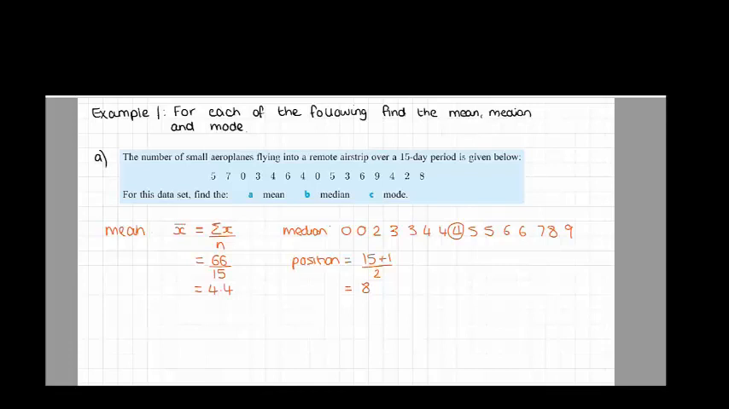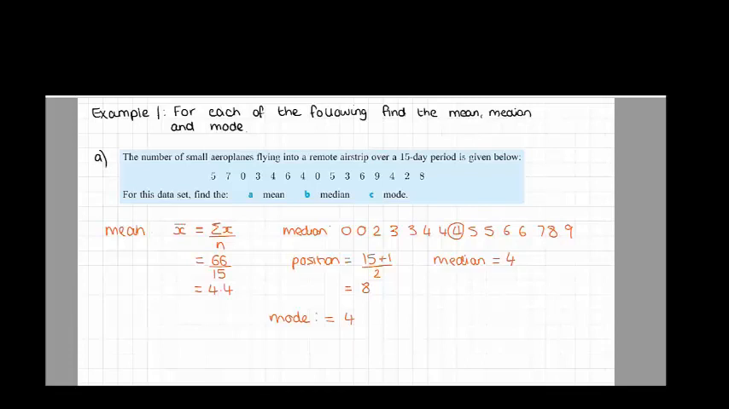And you'll see that it's the 8th position from the start or the finish, it is the middle, which means our median equals 4. Now the mode is just the most common number that we have in the data set. So if we look here for the mode, the most common number is also 4, so the mode just equals 4. Nice and simple.